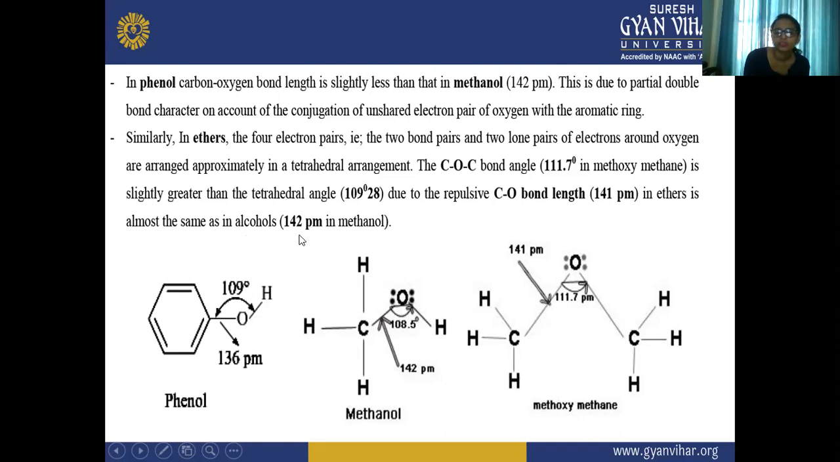So here you can see the bond angle. Here the bond length is the same for methoxymethane and methanol. It is due to this CO bond length. Here the bond length is slightly smaller, and that is why the angle is slightly smaller in the case of phenol.